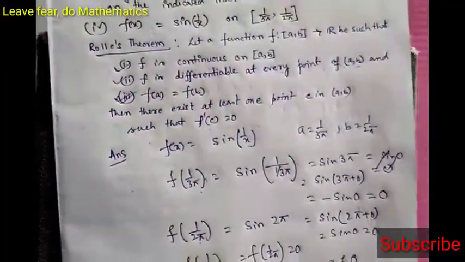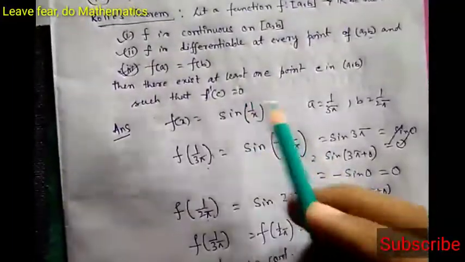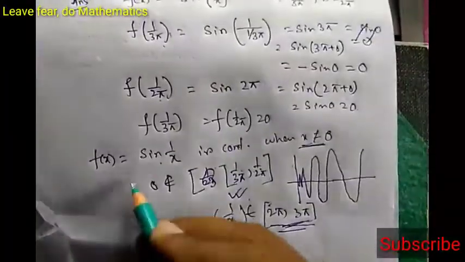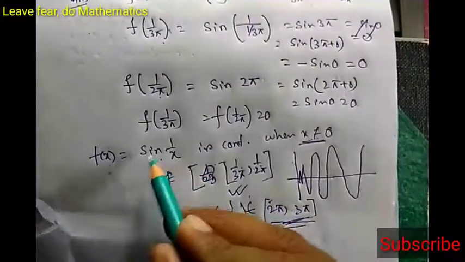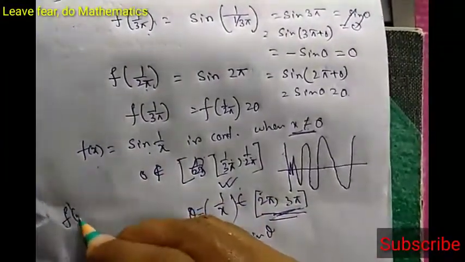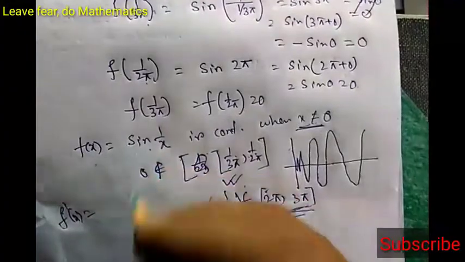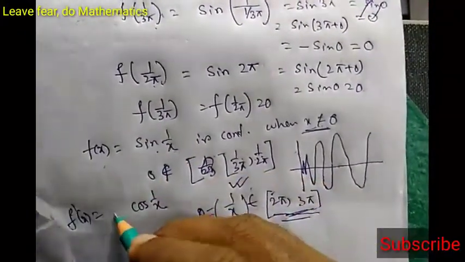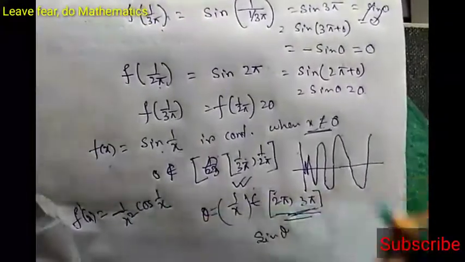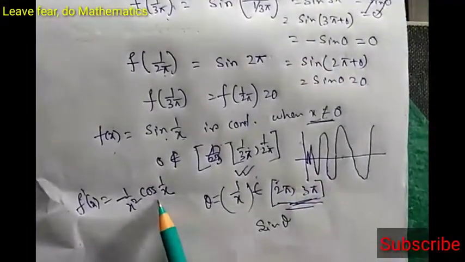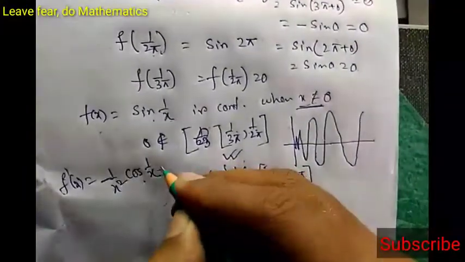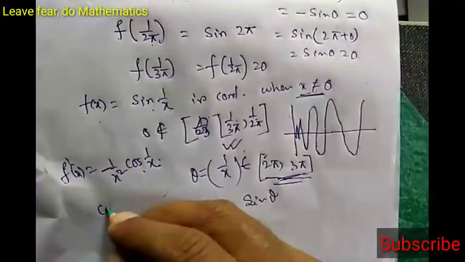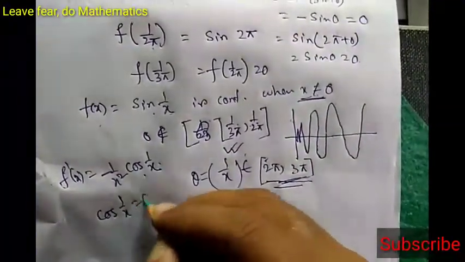Now we have to check whether there exists some c such that f dash c equals 0. For that, let us see what f dash will be. The derivative of sine is cos, so cos 1 by x, and the derivative of 1 over x is minus 1 over x square. So the f dash function will be this. Now when will this be 0? f dash x is 0 when cos 1 over x equals 0.